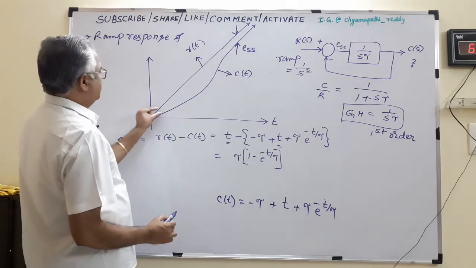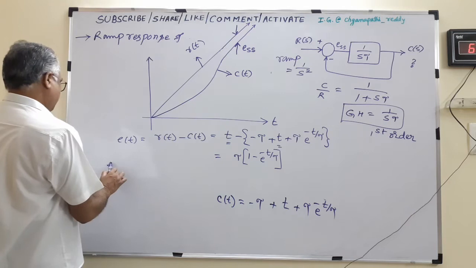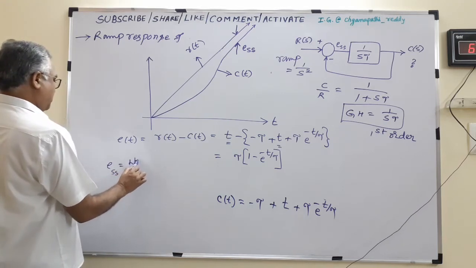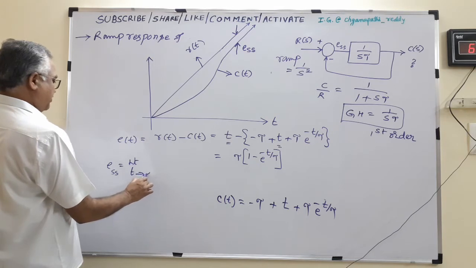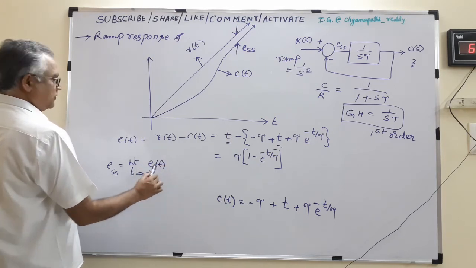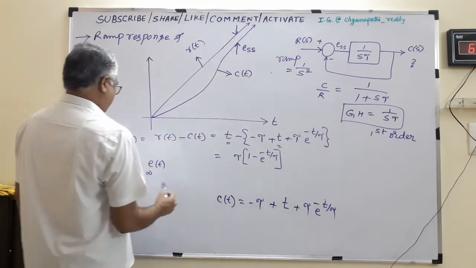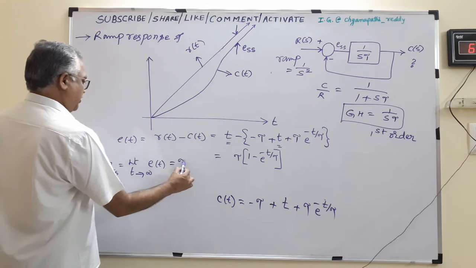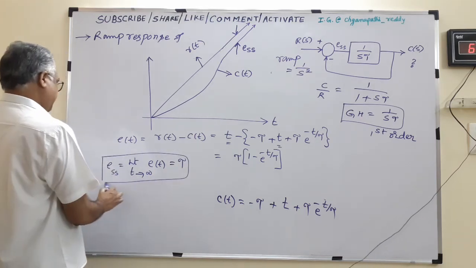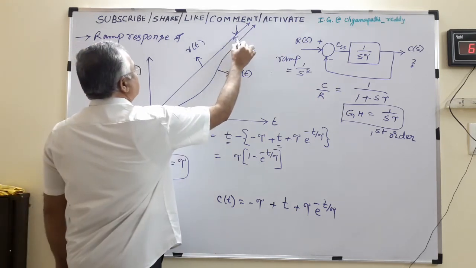How error is changing with time is given by this. But we are looking for steady state error, which is nothing but limit t tends to infinite of e of t. So when t tends to infinite, this is 0. So you will get what? Only tau. So steady state error is tau. So what is this gap now? It is tau.